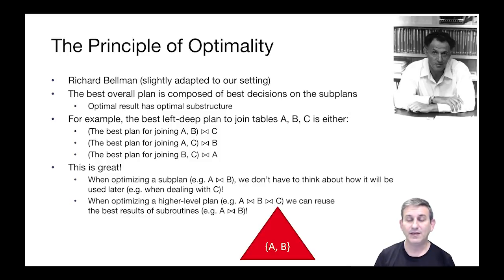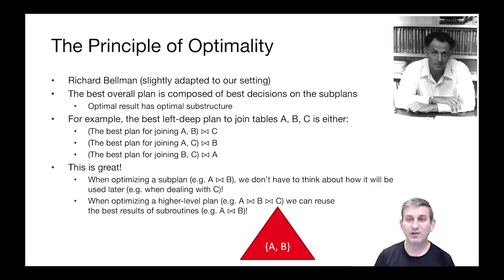This is great. It gives us two advantages. First, when we're optimizing one of these subplans, like we're trying to pick the best plan for A join B, we don't have to think about how it will be used later on, e.g. when dealing with C. Similarly, when we're trying to put together a three-way plan, and so something like A join B join C, we can reuse the best results we already computed for the subroutines, namely A join B, A join C, and B join C. And we don't have to think about them again. We can treat them as sort of encapsulated inside a triangle.